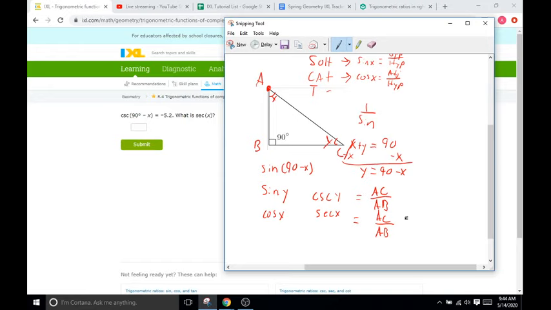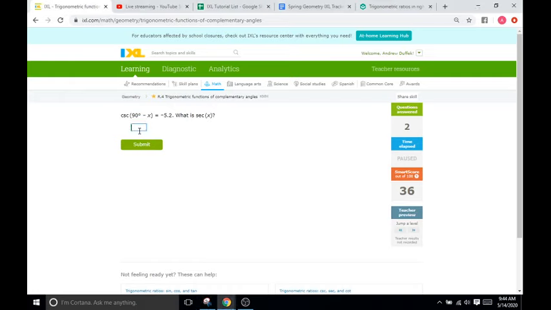Okay? And just like last problem, surprise, surprise, AC over AB equals AC over AB. Cosecant of y is the exact same thing as secant of x. So they give us cosecant of y, right, it's 90 minus x, same thing, as negative 5 over 2, and therefore secant of x is also going to be negative 5 over 2.